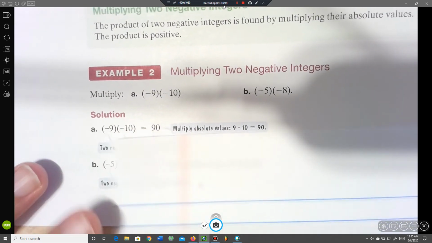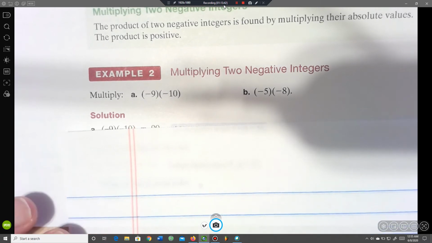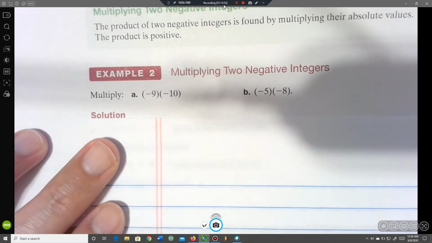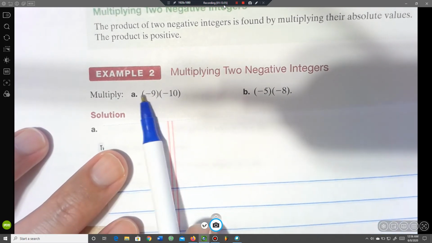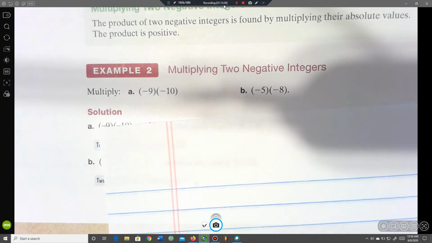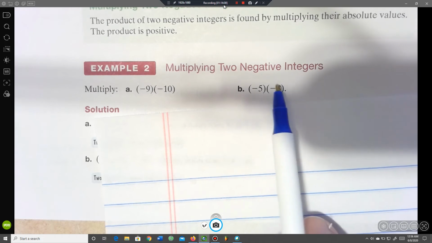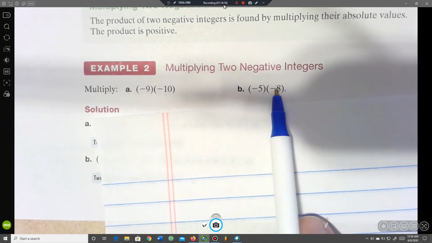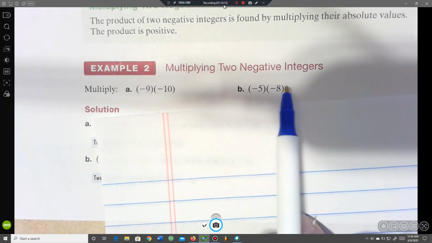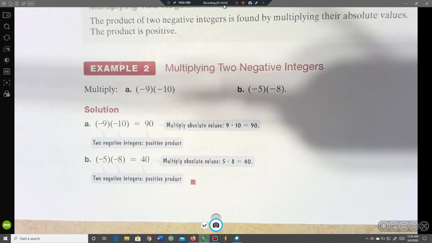If you multiply 2 negative values, you get a positive answer. If you multiply 2 positive values, you get a positive answer. If only one of those 2 values is negative, then the answer is negative. Here we have 2 negative values, so the answer should be positive. 9 times 10 is 90. Positive 90 is the answer. Negative times negative gives me a positive, and then 5 times 8 is 40. Positive 40 is the answer.